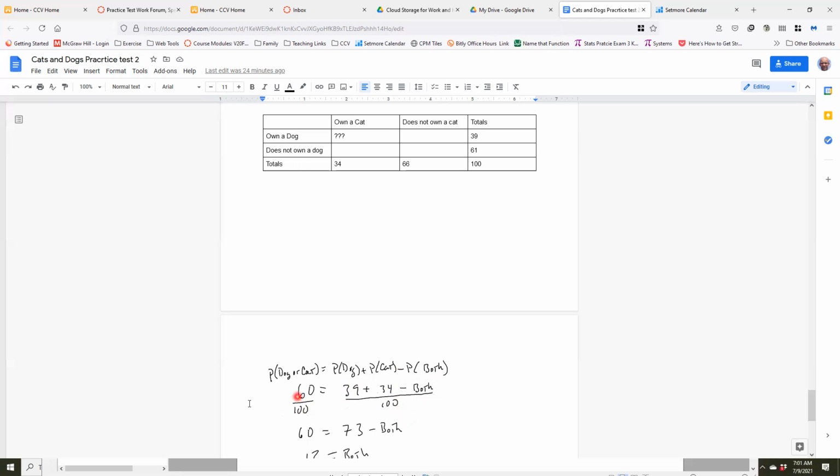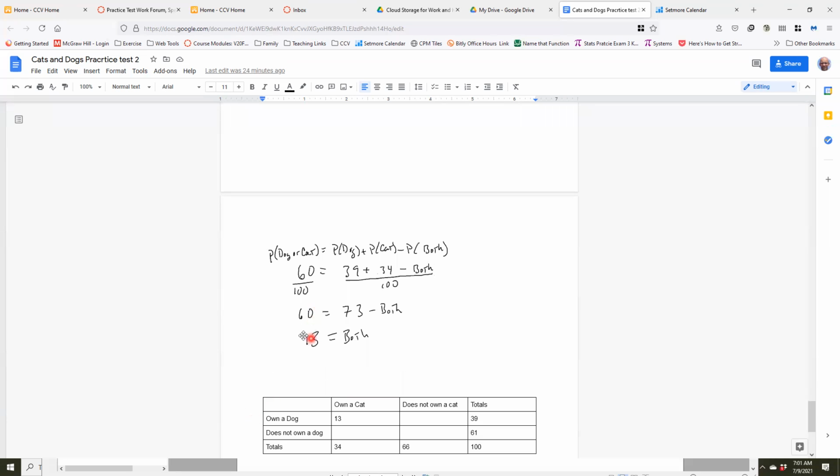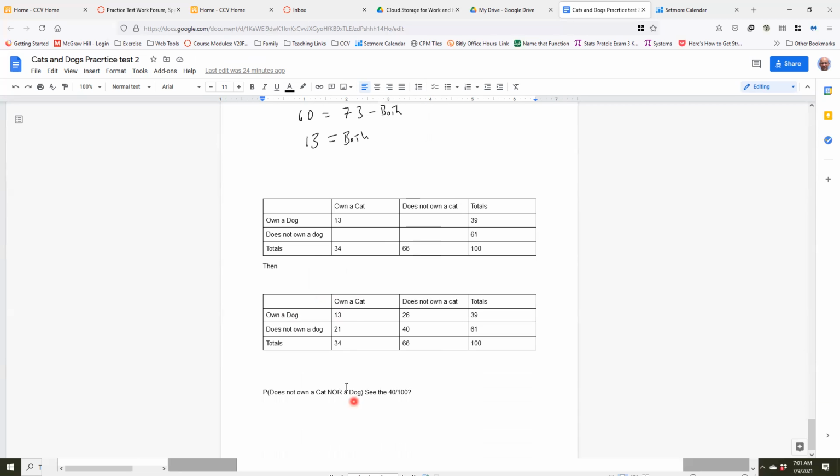Since these are both over 100, we can kind of forget about it. Algebraically, we could multiply both sides of this equation by 100 and clear it, right? That leaves 63 equals 73 minus both. See how the same numbers are appearing? So that tells me 13 own both. Okay, so that's on my table. Own a dog and own a cat, there's 13 of them. So now that allows me to fill in the rest of this table.